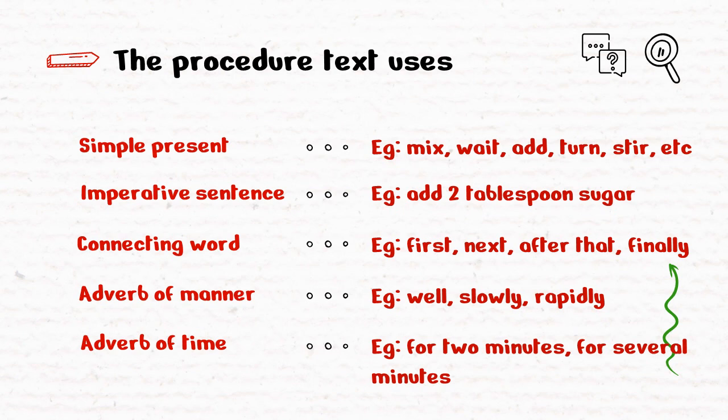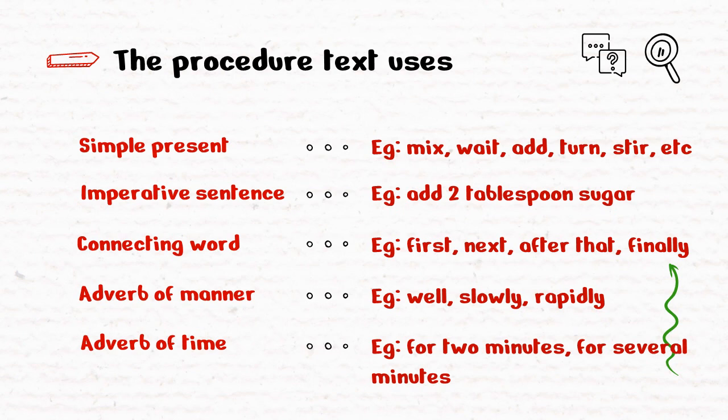Example sentences in procedure text are: add 5 onions, get some yeast and pen. The most important thing, friends, is that the command sentence must begin with a verb. Example: mix, stir, boil, add, turn on, get, and so on.